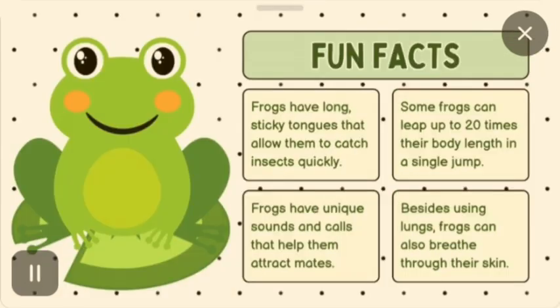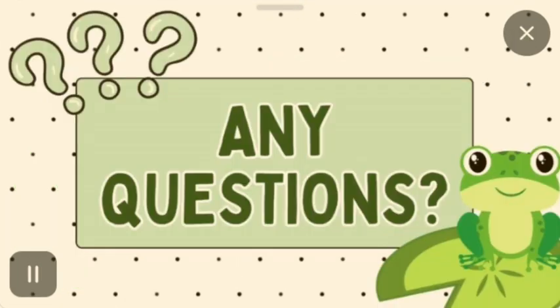There are mainly four fun facts. The first is frogs have long sticky tongues that allow them to catch insects quickly. Some frogs can leap up to 20 times their body length in a single jump. Frogs have unique sounds and calls that help them attract mates. And the fourth and last is, besides using lungs, frogs breathe through their skin. So they can breathe through gills, through their lungs, and through their skin as well. So these are the four stages of the frog, and this is the life cycle of a frog.